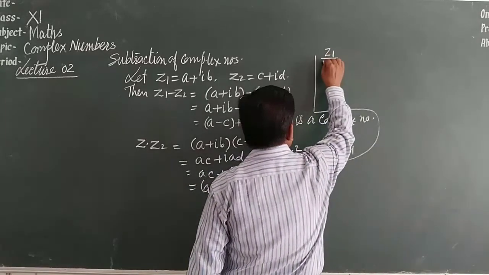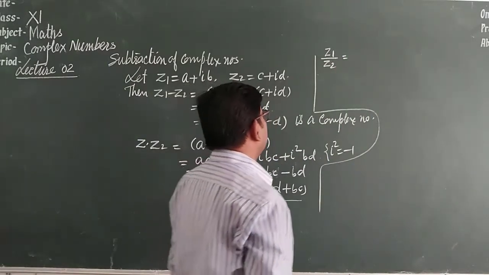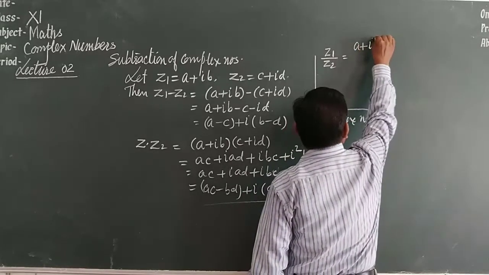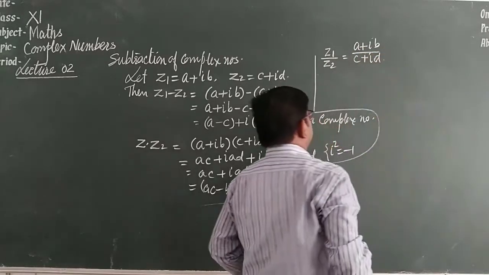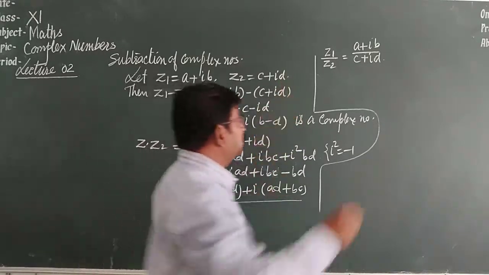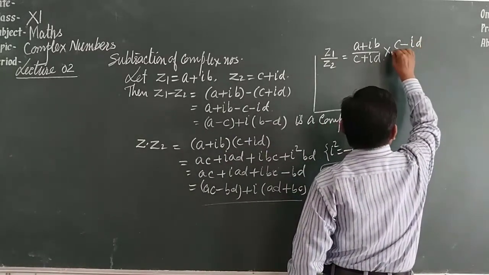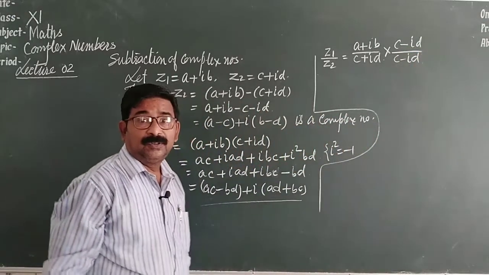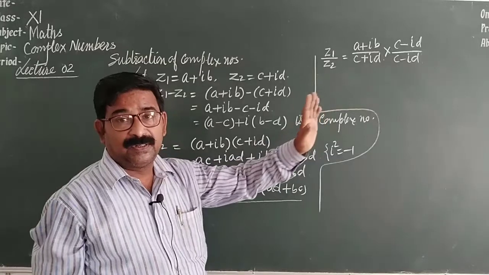Similarly, z1 upon z2. So we have to find z1, a plus ib upon c plus id. Multiply both numerator and denominator by its conjugate. So we have c minus id is the conjugate, multiply and divide. You know what is the conjugate? Means we change the sign between the two numbers.